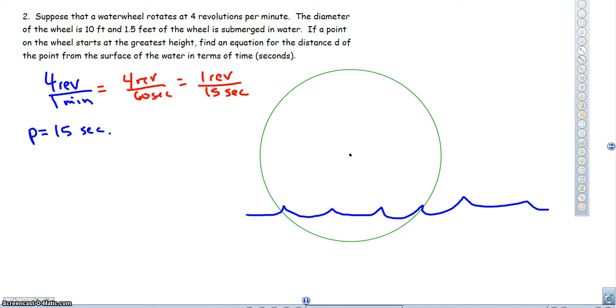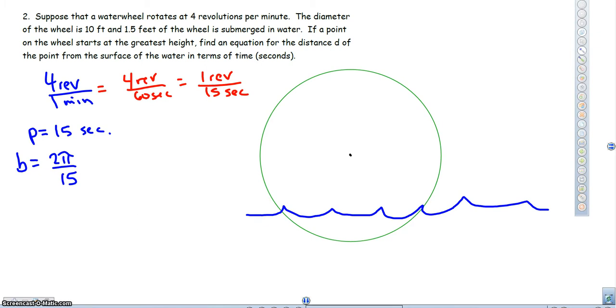Alright, so let's look at the other things that I need to come up with. So if the period is 15 seconds, the B value would be 2 pi over 30. And mainly I can do that the way I did the other problem. Oops, whoops, I meant 2 pi over 15. Okay, so that's how I can get B, by setting this equal to 2 pi over B.